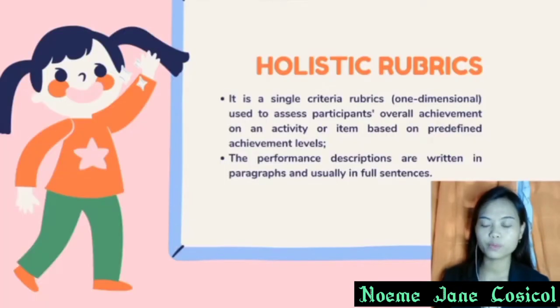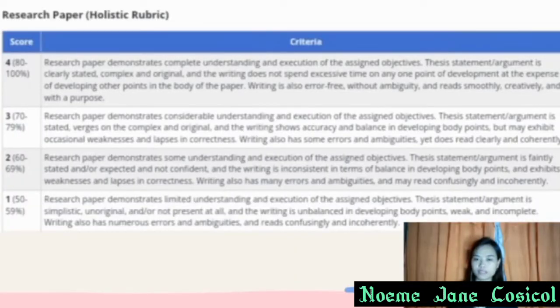When we say holistic rubrics, it is a single-criterion or one-dimensional rubric used to assess participants' overall achievement on an activity or item based on predefined achievement levels. So here, the performance descriptions are written in paragraphs, usually in full sentences. Kindly look at the example given.